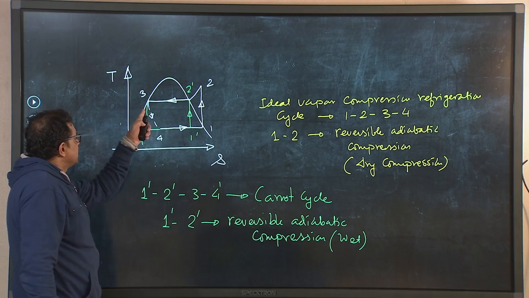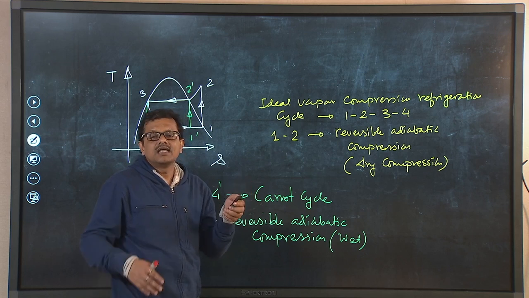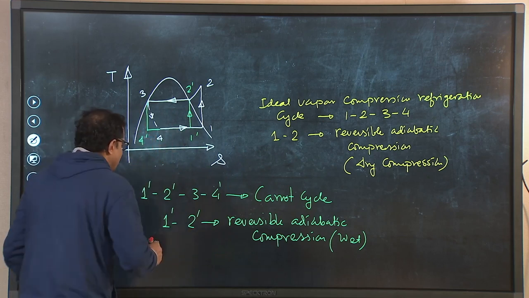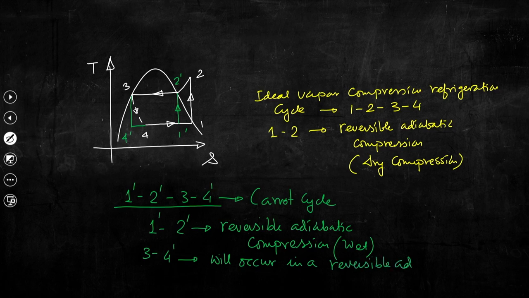And 3 to 4 prime, now that is the process that will occur in a reversible adiabatic expander. So, this process is also a reversible adiabatic process. So, 3 to 4 prime will occur in a reversible adiabatic expander, because the sole purpose is to reduce the pressure.